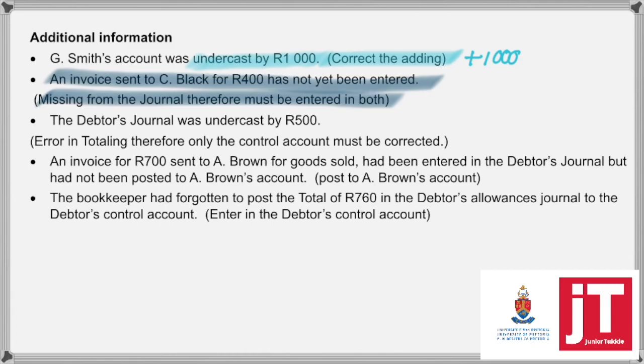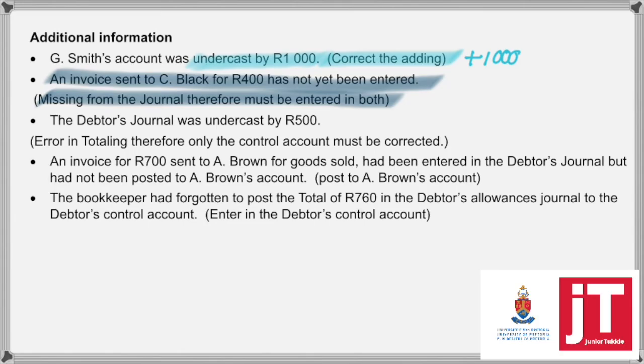Then, an invoice. Remember now you have to go back to basics. What does an invoice do to the account? We have to increase that person's account. So it's going to plus. So guys and girls, you have to go back to basics. Know what source document has what effect on the accounts. So an invoice means we had a credit sale, so it increases their debt. So we're going to have to plus C. Black's account and plus the control account for sales.